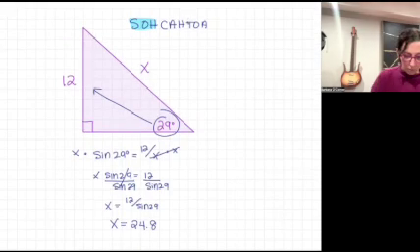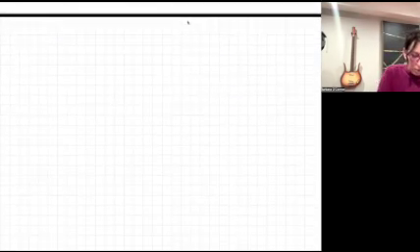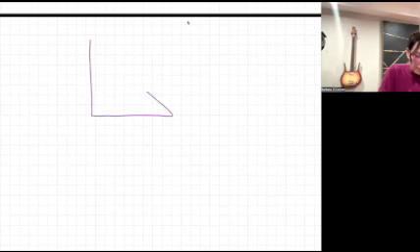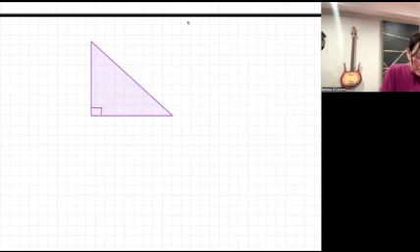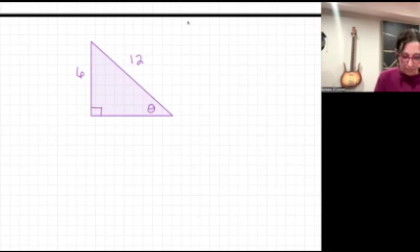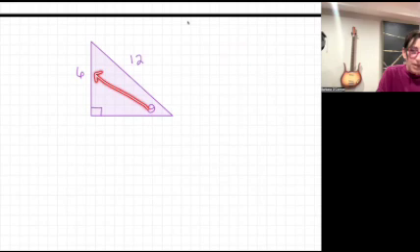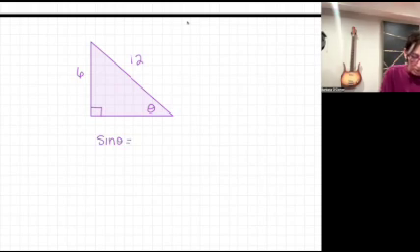And then I'm going to show you one where we can use the same type of thing to find a missing angle. So let's say we had 6 here and 12 here, and I wanted to find out, what does that angle measure? Well, in relationship to this angle, the 6 is the opposite and the 12 is the hypotenuse. So again, I'll say the sine of that angle is opposite over hypotenuse.